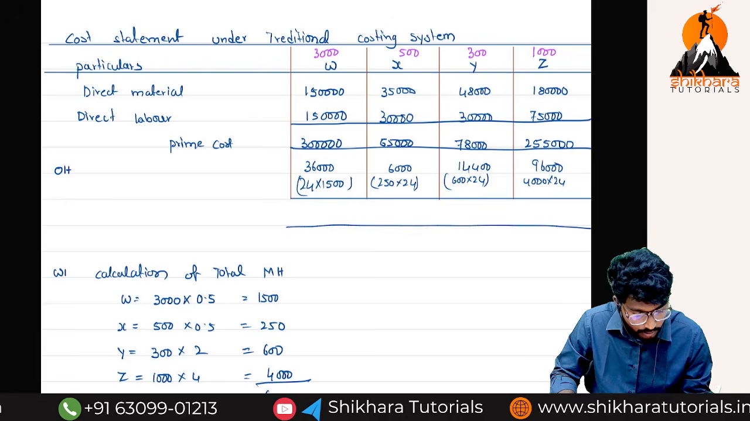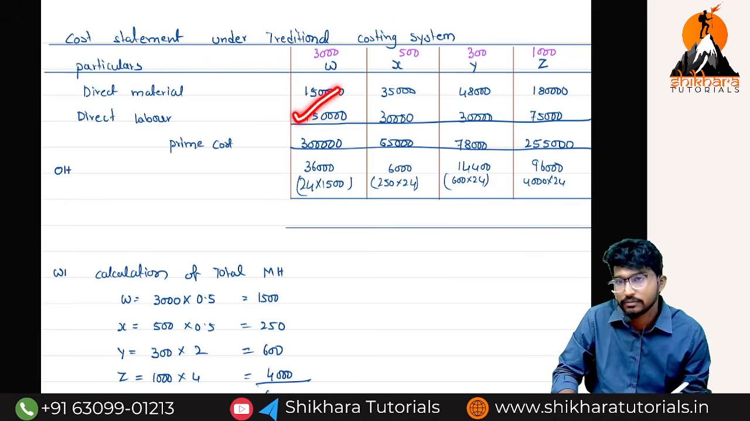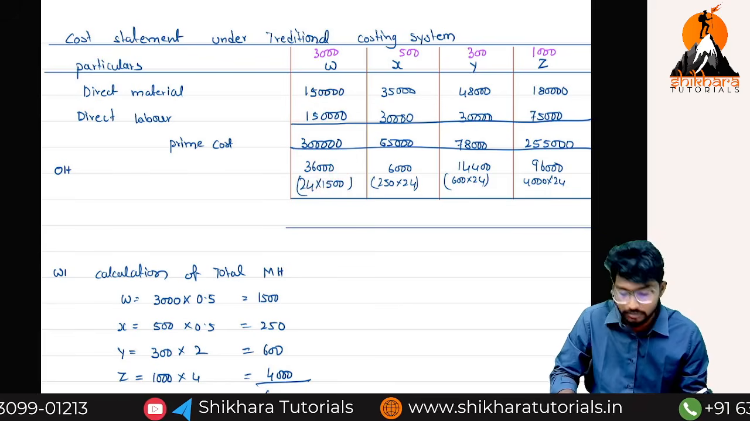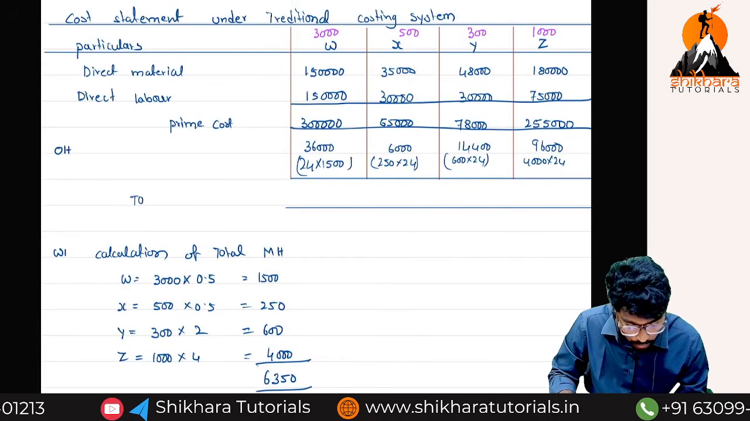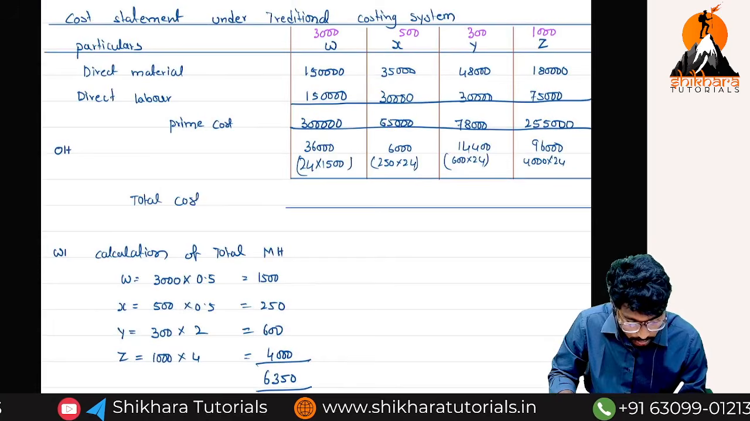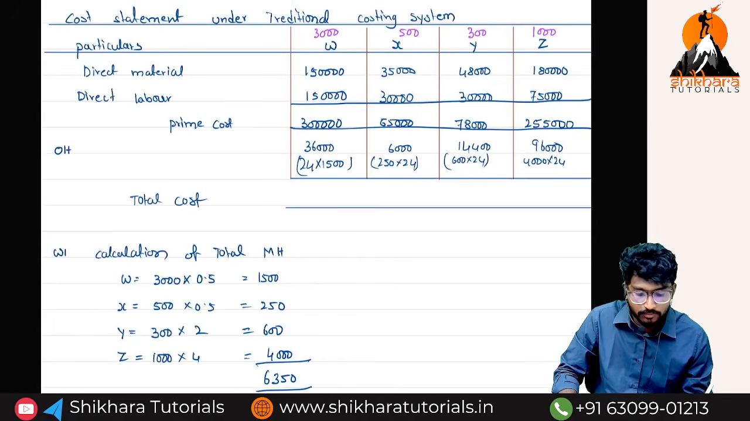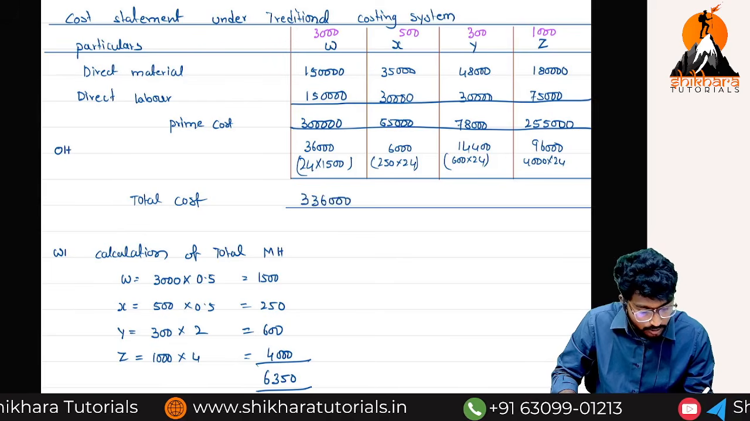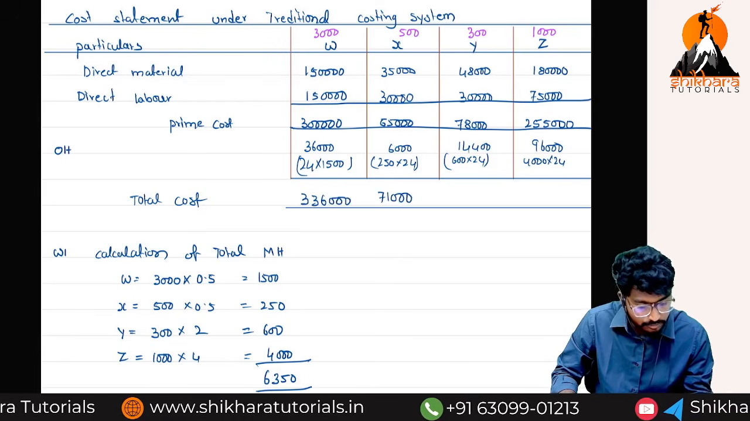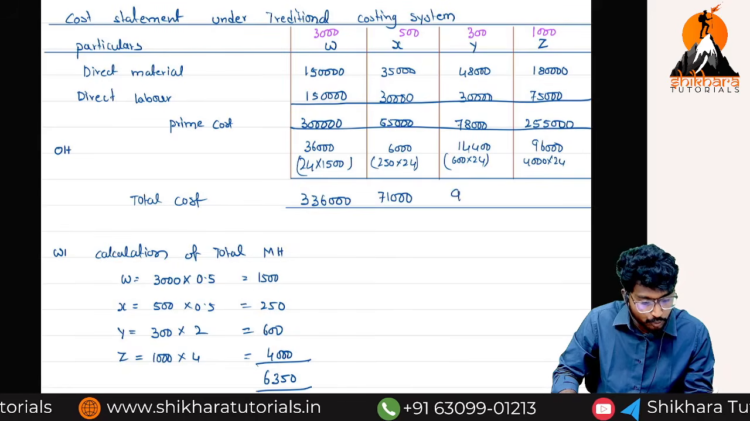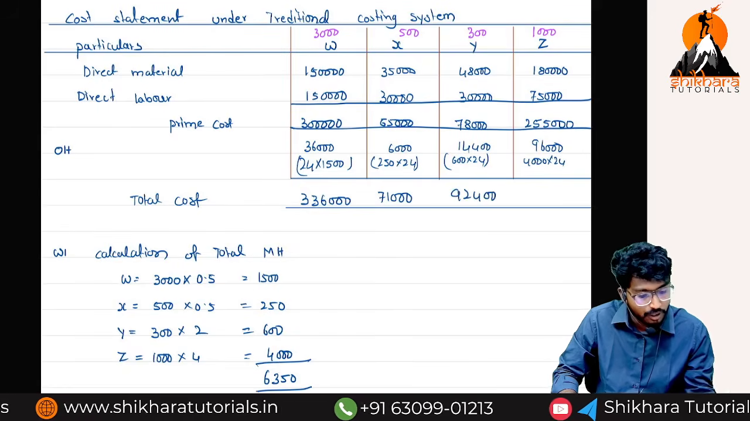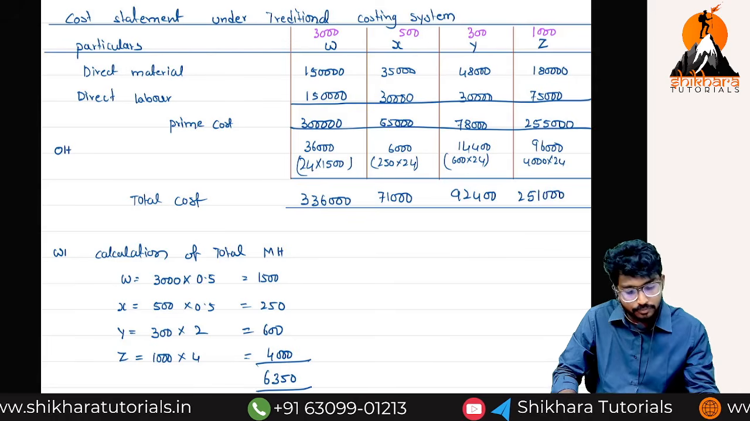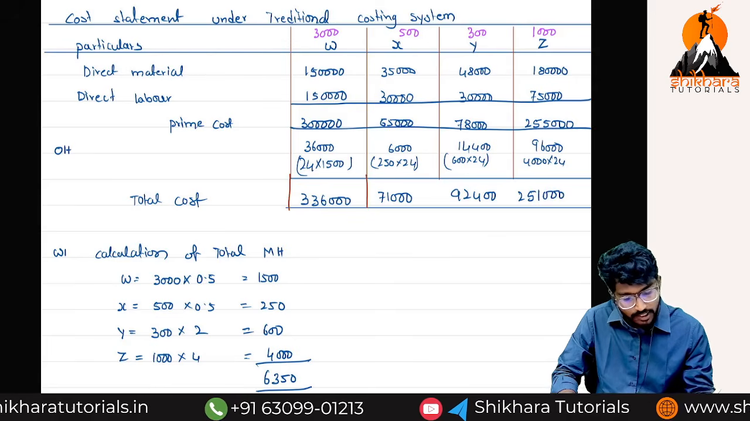Now we allocated direct cost, we apportioned indirect cost, we have to calculate total cost. Total cost, how much? 3,36,000, 71,000, 92,400, 2,51,000. 3 lakhs, huh? Okay.